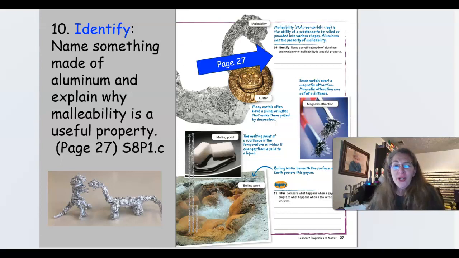Okay, question number 10 on page 27. It asks you to name something made of aluminum and explain why malleable is a useful property. Think about your everyday life, how you might come in contact with aluminum. We've made something to take advantage of this property of aluminum being very malleable. So take some time, answer the question, pause the video, and come back when you're ready.